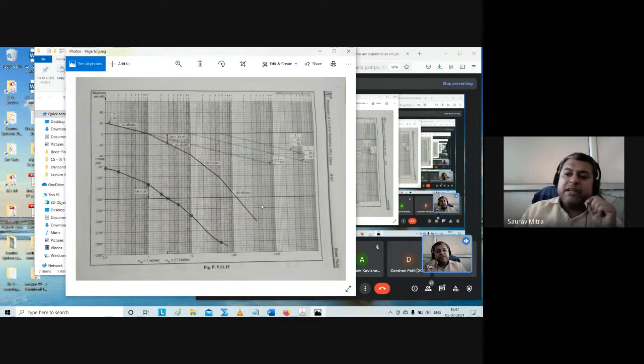Smaller the value of gain margin, that is worse. That means you are going towards instability. Bigger the positive value of gain margin, that is better. That means you have that much cushion to increase the gain, and still the system will be in a stable region.